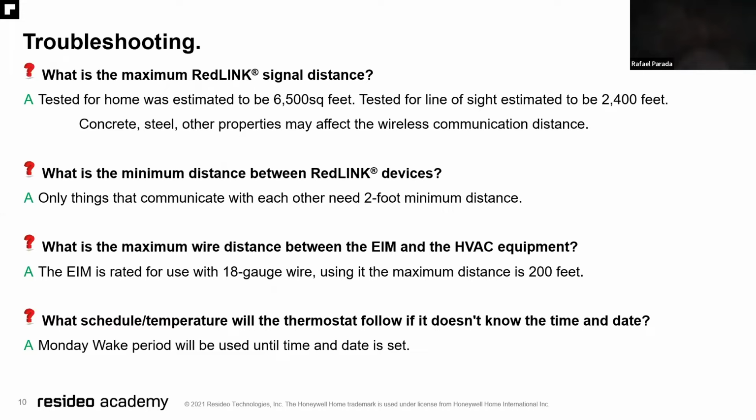Another really common question is what is the schedule or temperature that the thermostat will follow if it doesn't know the time and date? We need to remember customers, they like to schedule their thermostat so they can follow different temperature settings on a specific time periods. And the situation here is if the thermostat by any reason lose that time and date, what is going to be the set point temperature that is going to work on? So the thermostat will move to Monday wake period, and it will be there until the time and date is set back again into the thermostat.